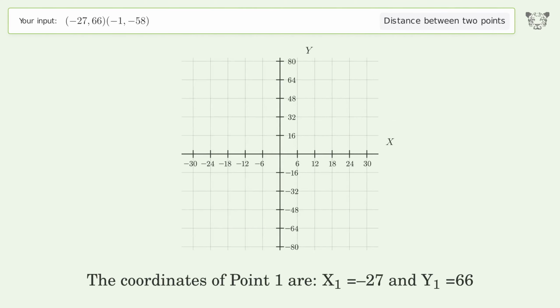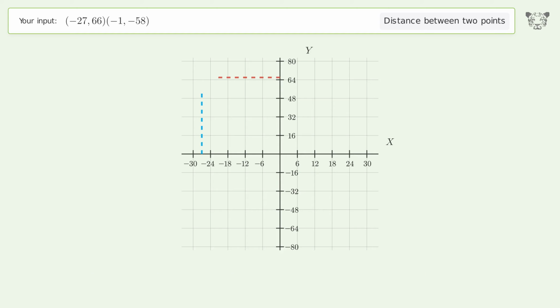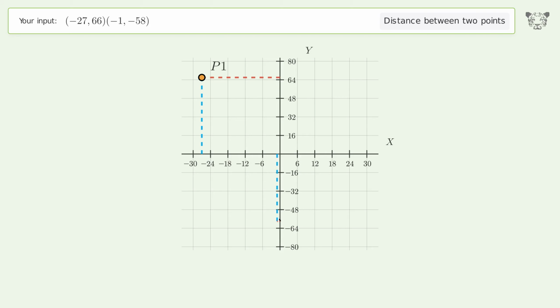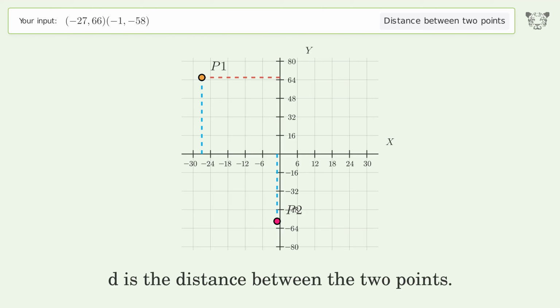The coordinates of point 1 are, x1 equals -27 and y1 equals 66. The coordinates of point 2 are, x2 equals -1 and y2 equals -58. D is the distance between the 2 points.